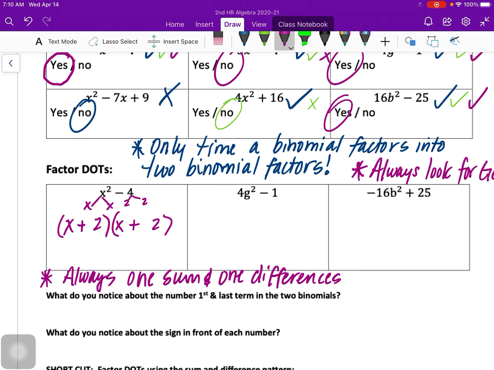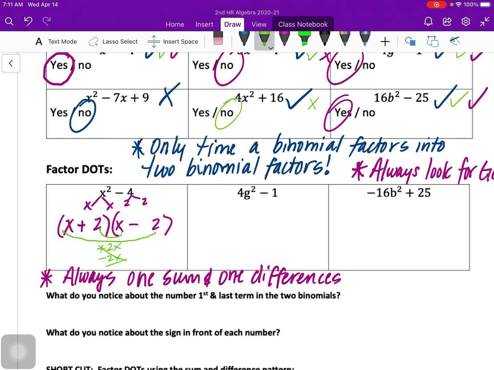And the reason we know, and I don't know why I just wrote both of those as addition signs, because I just said one is a sum and one is a difference. The reason one is a sum and one is a difference, and why this is a binomial and not a trinomial, is because if you check your outers and your inners, you'll notice you get positive 2x and negative 2x, which cancels, which is why there is no middle term making this a trinomial. The middle term just cancels out and you only have term A and term C.